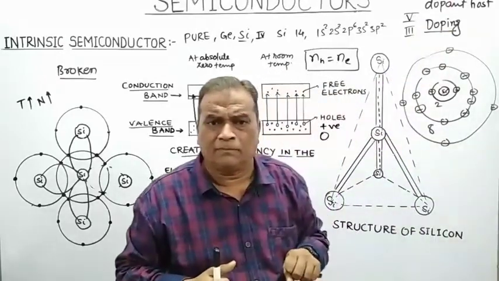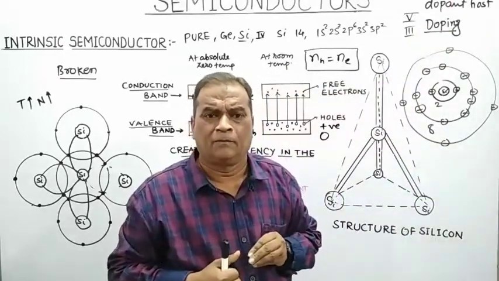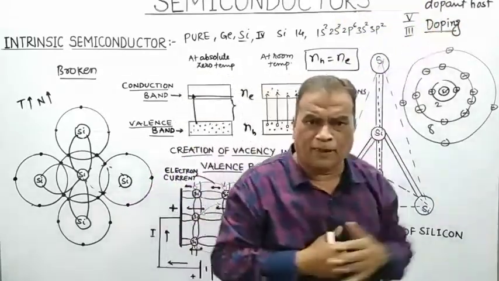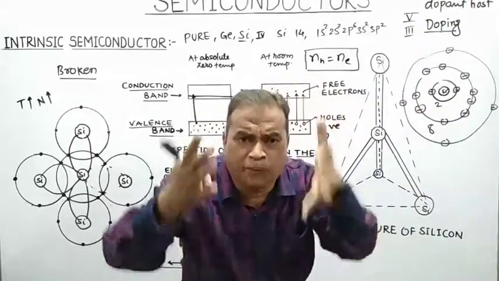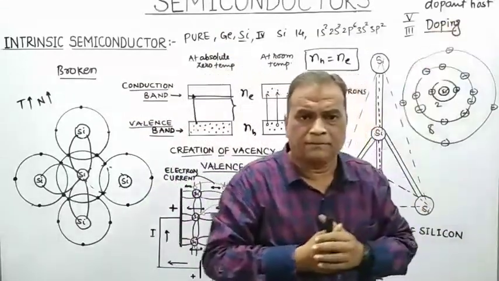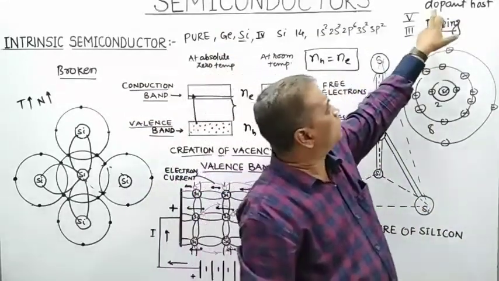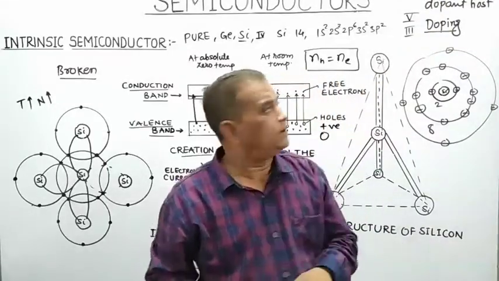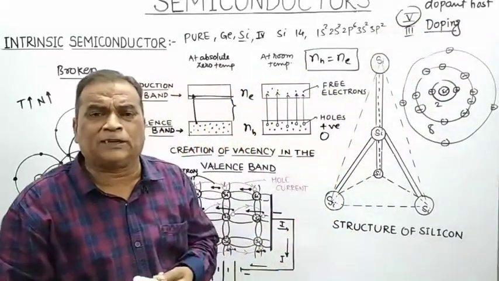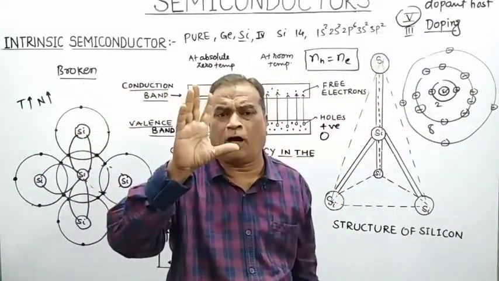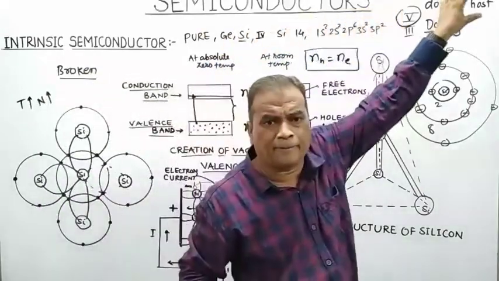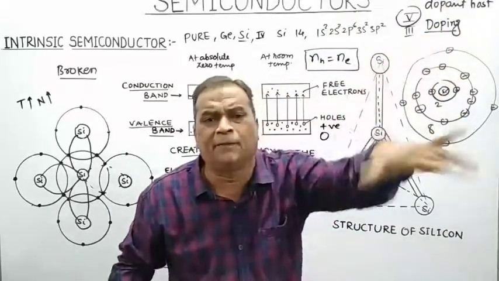The small amount of impurity atom which is added to a pure semiconductor is called dopant. The parent atom, meaning the pure semiconductor, that is silicon, may be called a host. Remember, as far as this dopant is concerned, if the dopant belongs to the fifth group of the periodic table, that is, when few atoms from the fifth group of the periodic table are added as an impurity.